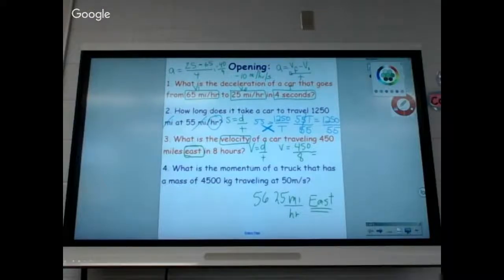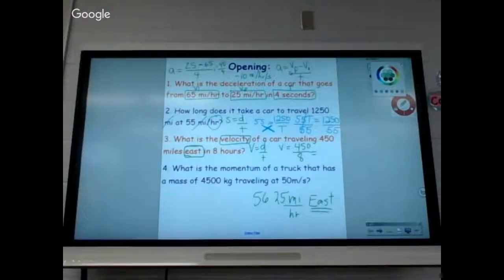Everybody with us on that? We don't write the direction they're going. It'll be multiple choice. So one of the answers will say 56.25 miles per hour, and one will say 56.25 miles per hour east. Okay? All right, the last one.